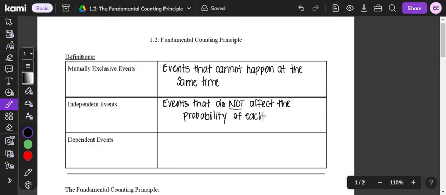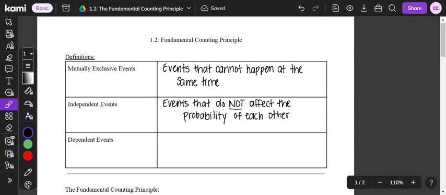Here's an example of this one. Let's say you get up in the morning and you're afraid you're going to be late to school. Well, the probability of you being late to school has nothing to do with the probability of you choosing a red shirt in the morning. The color of your shirt does not affect whether or not you're late. Hopefully, if you're running late, you're just grabbing whatever you've got and throwing it on and you're out the door. But whatever you choose to wear that day has no effect on whether or not you arrive to school on time. So those would be events that do not affect the probability of each other.